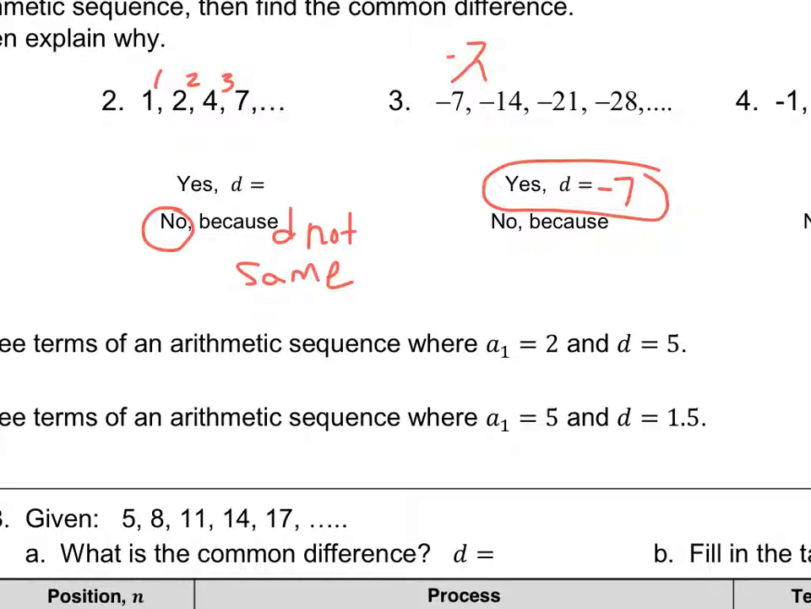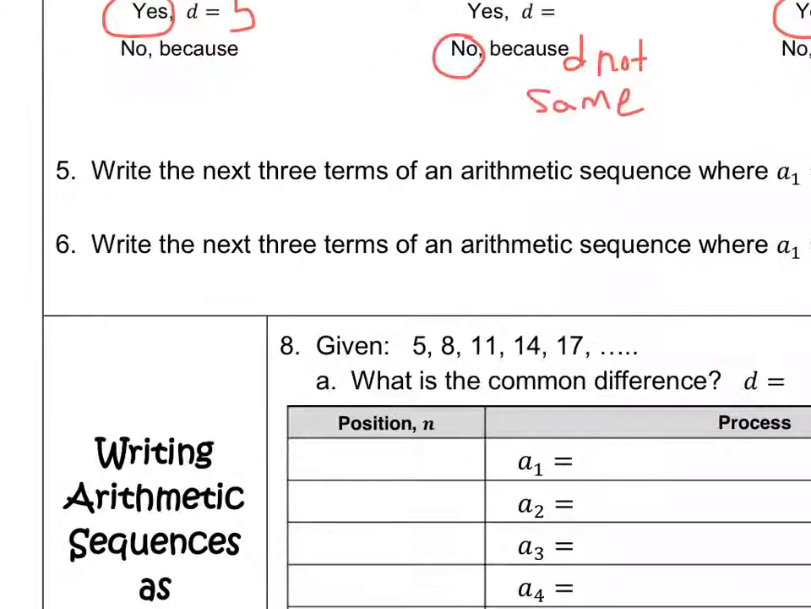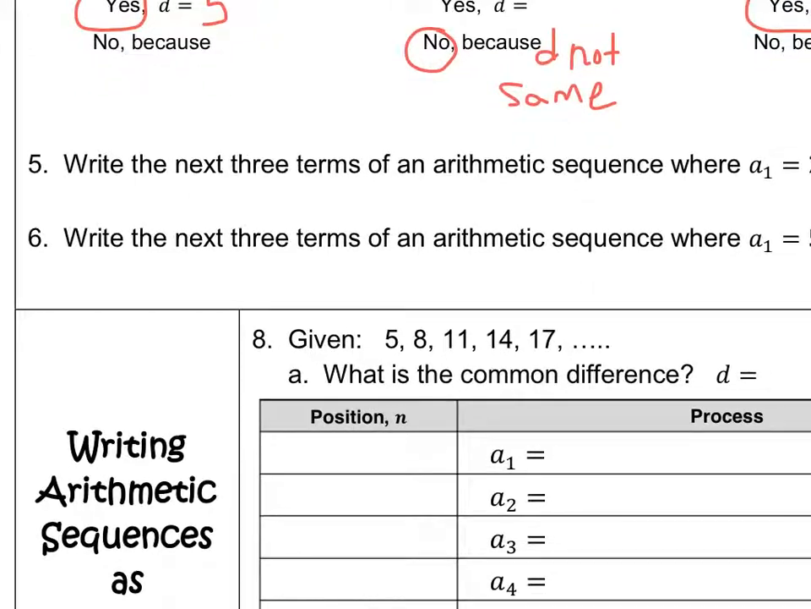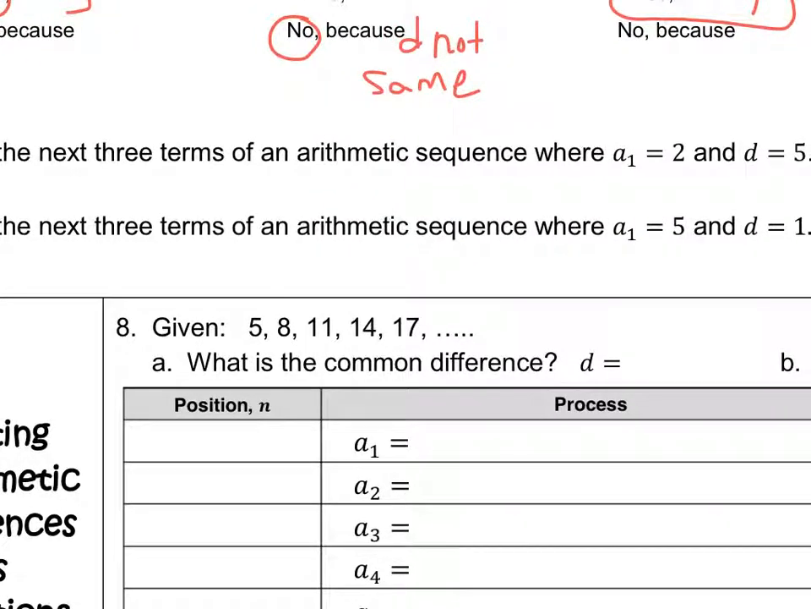So let's just look at number 5. Number 5 says write the next 3 terms of an arithmetic sequence, and then it gives us a little information where our first term is 2, and our distance between terms is 5. So 2 plus 5 is 7. 7 plus 5 is 12. That's our 3 terms. Let's do the next one.